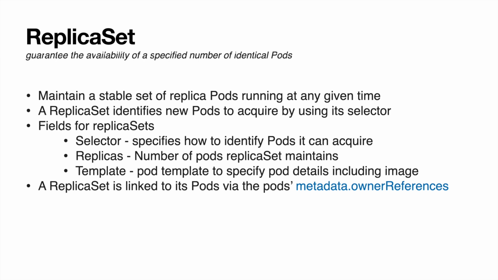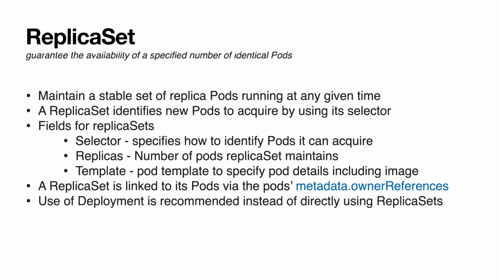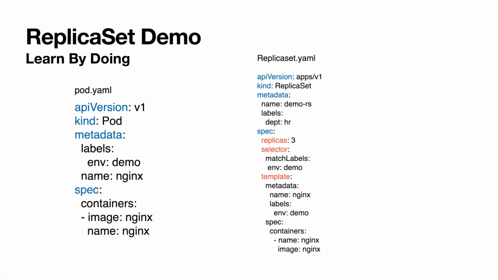A replica set is linked to its pods via the pod's metadata.ownerReferences. I'll talk more about owner references when I show you a replica set. But for now, just understand that when you see the definition for a pod, it will have an owner reference, and the owner in that case will be the replica set. Use of deployment is recommended instead of directly using replica set. You should know the concept of replica set, but Kubernetes recommends you to use deployment instead, and we'll see more details on what deployment is. But you should definitely know the concept of replica set.